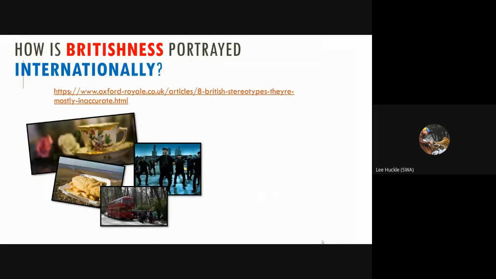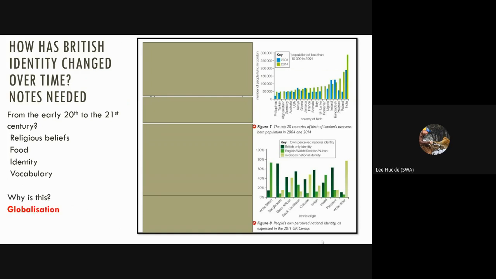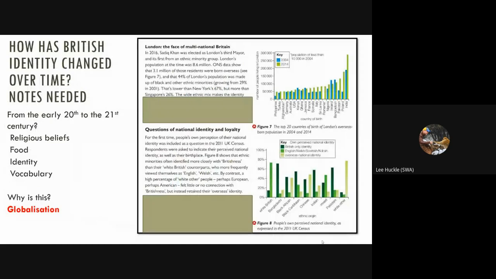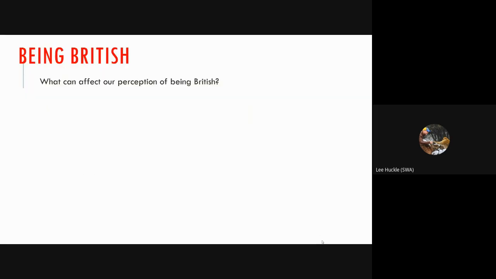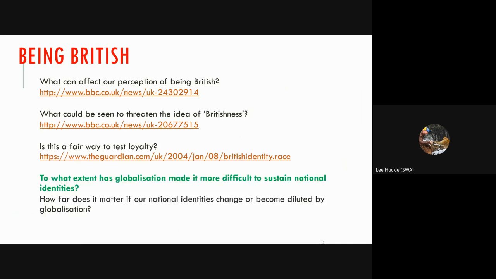We then looked at how Britishness is portrayed internationally. Is the image of Britain that's portrayed to other parts of the world actually accurate or not? And then how has British identity changed over time? So you created some notes on religious beliefs, food, identity, vocabulary, and why, all linked back to that overwhelming process of globalization. So I'll put this on the screen. You just want to pause to remind yourself of London, which is the face of multinational Britain, and then some of the questions of national identity and loyalty. You can stop that now and have a look. A summary there of being British. There are some links for you to access to delve into this in more depth.